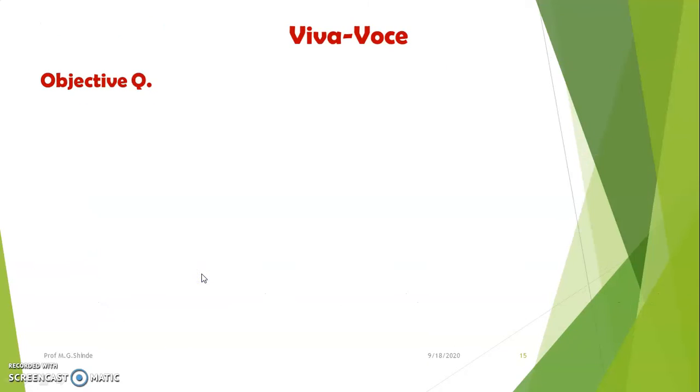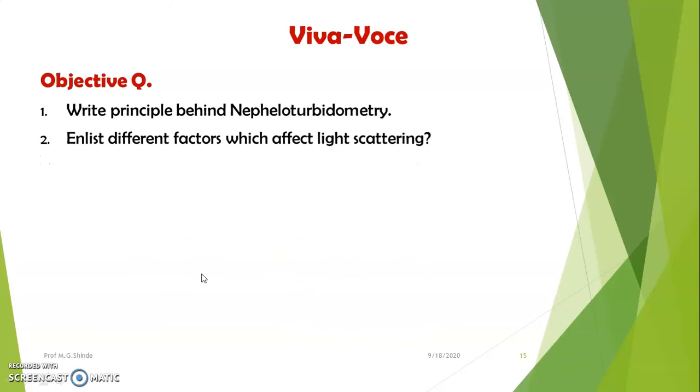Now we will see some objective questions, viva questions. Very first of all, we have to write down the principle behind nepheloturbidometry. It depends upon the concentration of the particles suspended in the solution and the scattered light that is measured by the nepheloturbidometer at different angles. There are different factors which affect the light scattering: molecular weight, particle size, number of particles, distance of observing, and concentration of the solutions.